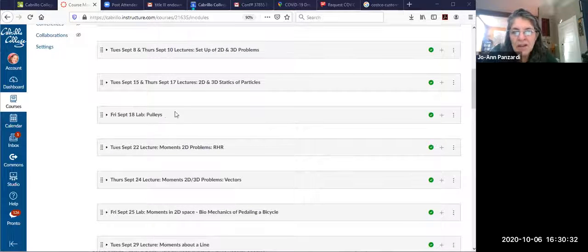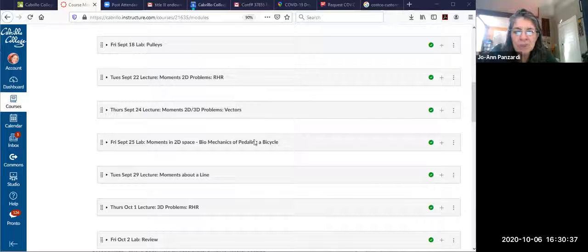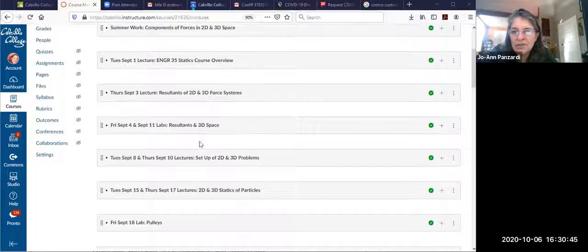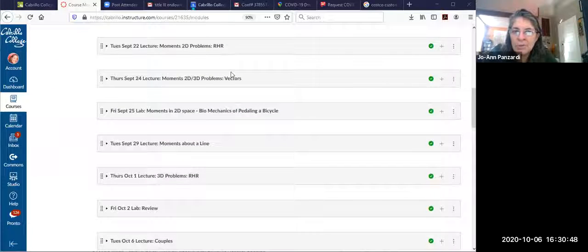Then we just had this fun thing where we learned about pulleys. And then the next 4 or 5 classes were all about solving for moments. Just like we had to be comfortable with forces and resultants, we now have to be comfortable with moments. Solving for moments in 2D problems using right-hand rule, 2D problems solving it vectorially, 3D problems solving it vectorially, and then 3D problems solving it with right-hand rule, okay?